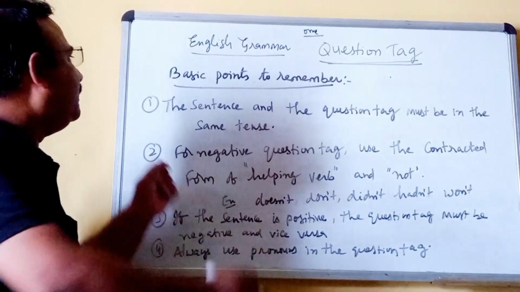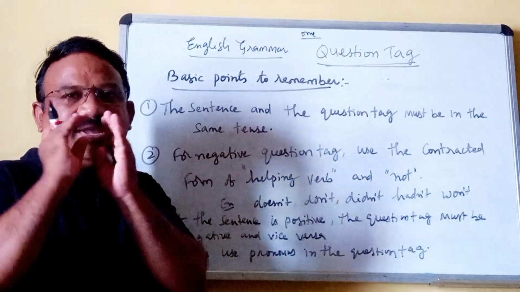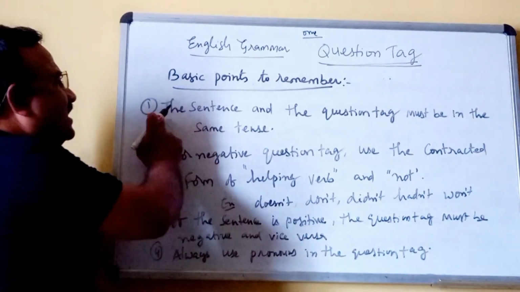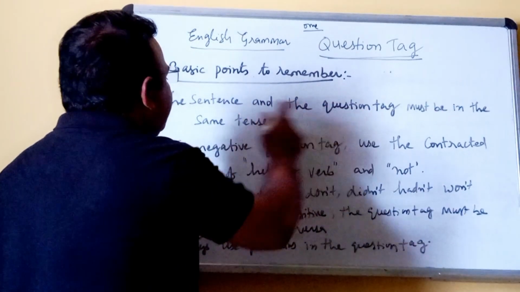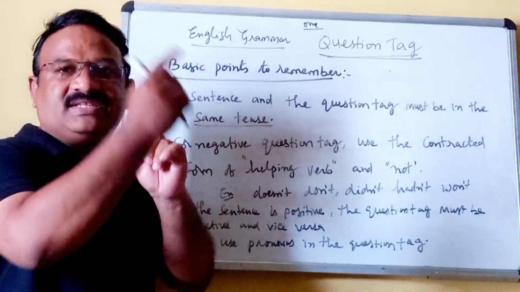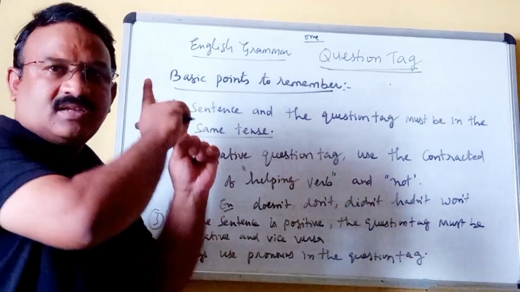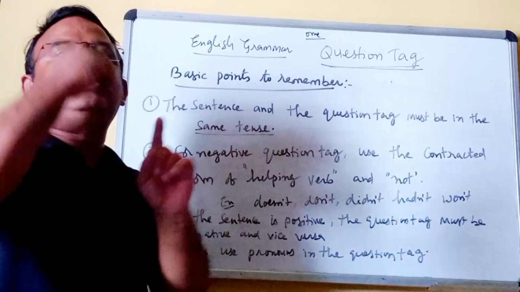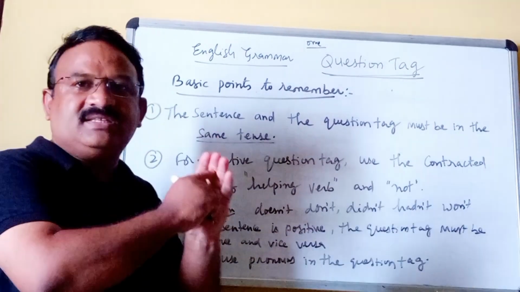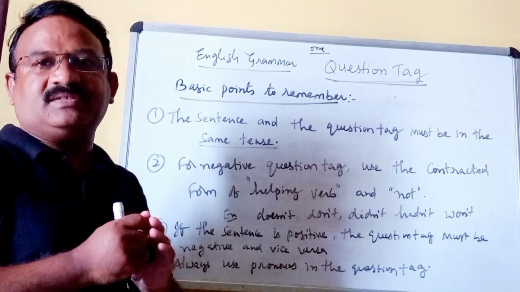Understand? Here, some basic points to remember. You need to remember some basic points to convert into question tag. See, the sentence and the question tag must be in the same tense. Okay, if the sentence is present tense, the question tag must be in present tense. If the sentence is past tense, the question tag must be in past tense. Understand? If the sentence is perfect tense, the question tag must be in perfect tense.